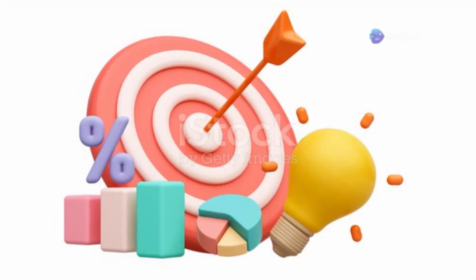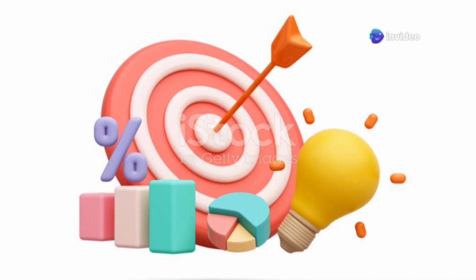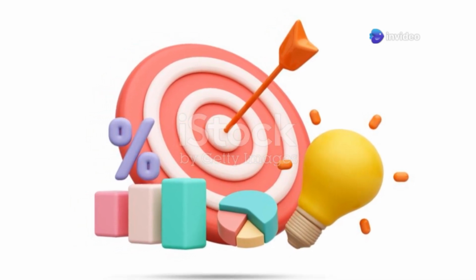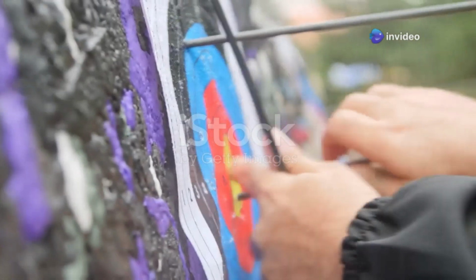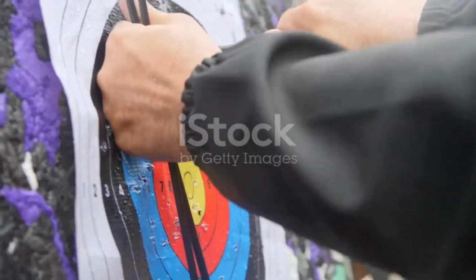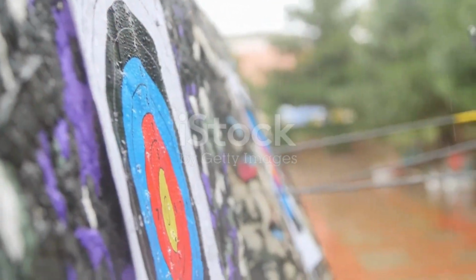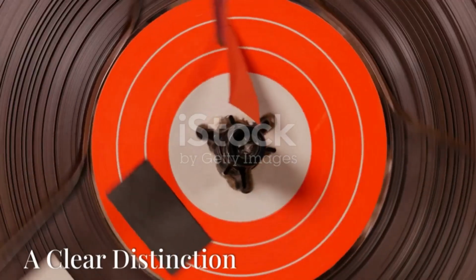Understanding the difference between accuracy and precision is crucial in many fields. It's not enough to just be close. Sometimes we need to be consistently and reliably close. In the next section, we'll delve deeper into the target analogy to solidify our understanding of these fundamental concepts.